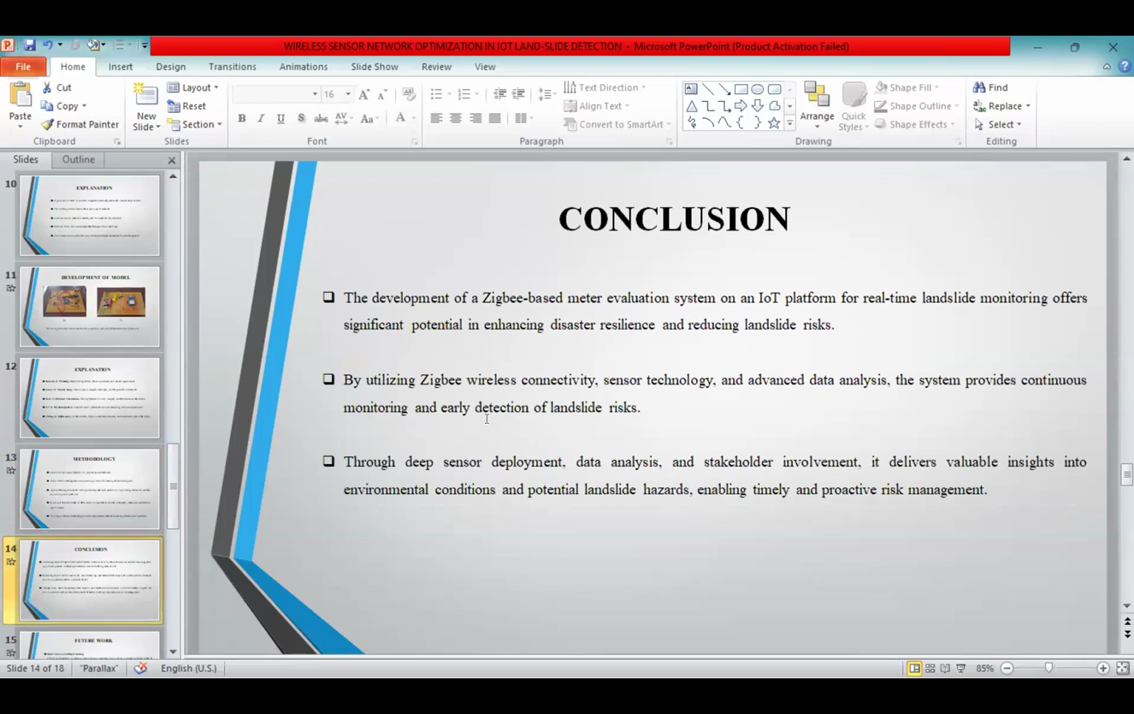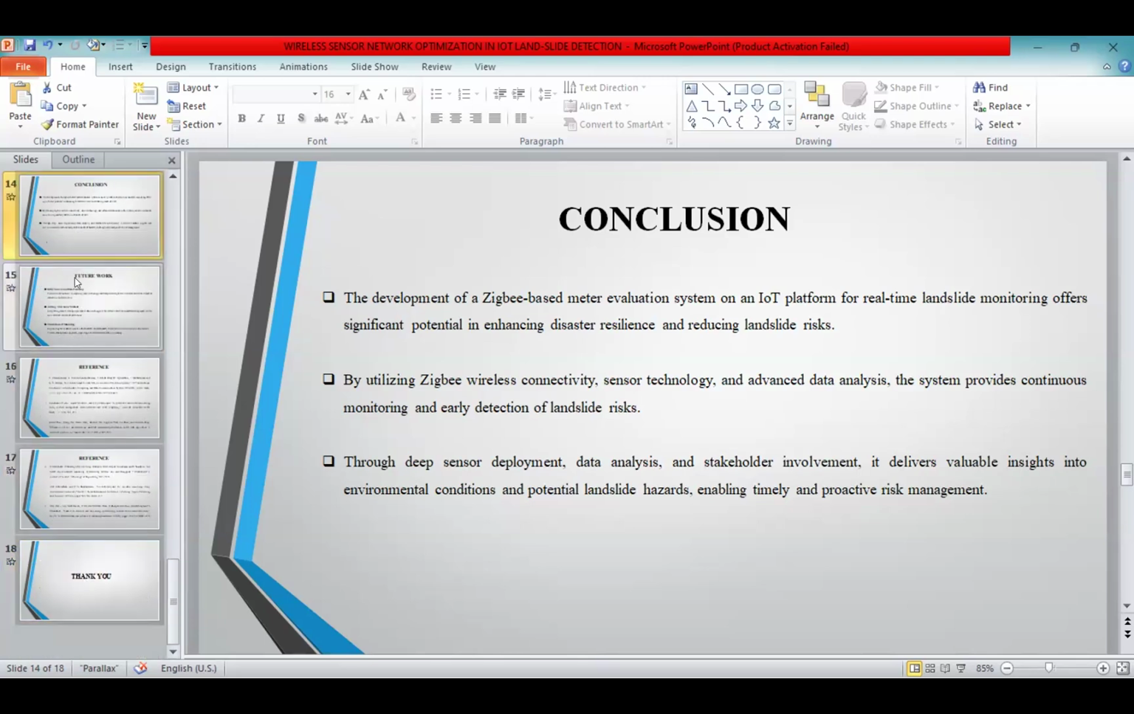Some of the conclusions here. The development of the Zigbee-based parameter evaluation system and IoT platform for real-time landslide monitoring enhances disaster readiness and reduces landslide risk. By utilizing Zigbee wireless connection, sensor technology, and advanced data analysis, the system provides continuous monitoring and early detection of landslide risk. Through deep sensor deployment, data analysis, and stakeholder involvement, it develops valuable insight into the environmental conditions and potential landslide hazards, enhancing timely risk management.